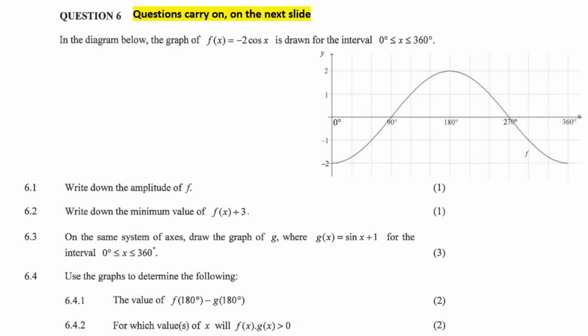In the diagram below, the graph of f of x equals negative 2 cos x is drawn. Okay, so this is a graph of negative 2 cos x. Now, the first question says write down the amplitude. So the amplitude is, let's quickly write down what that is.